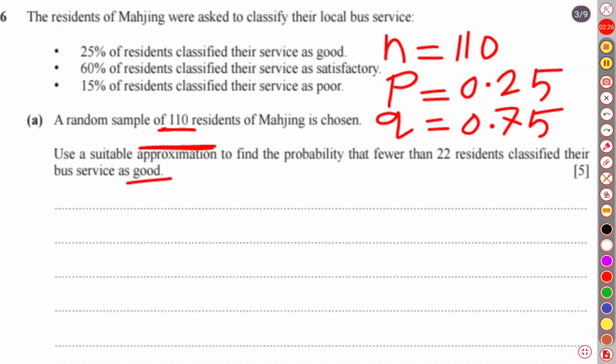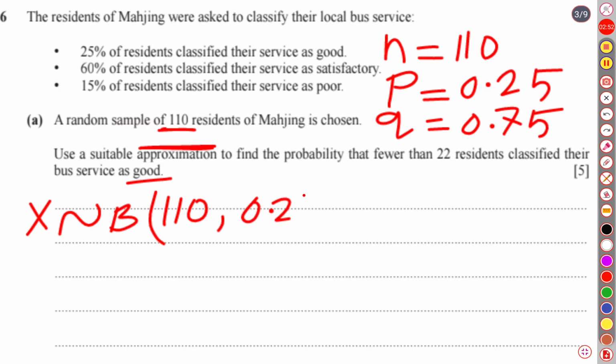As we have already understood that the distribution is binomial, X belongs to binomial, and the parameters for binomial are n and p. So n is the total number of experiments, which is 110, and p is the probability, which is 0.25. We are going to convert this binomial distribution into a normal distribution.